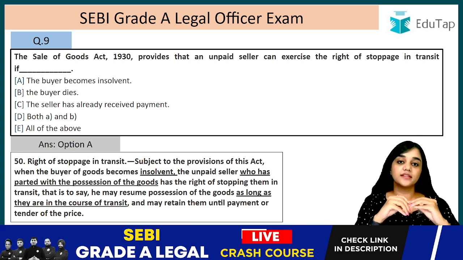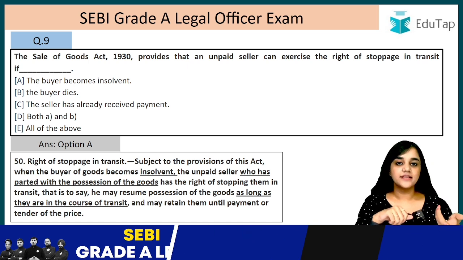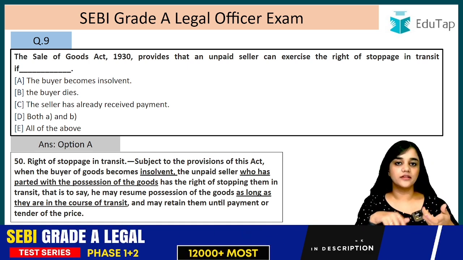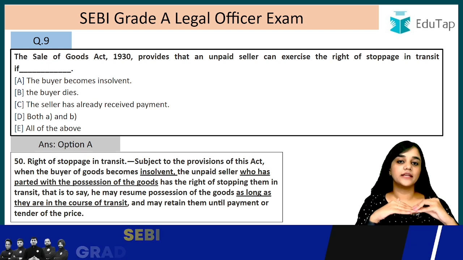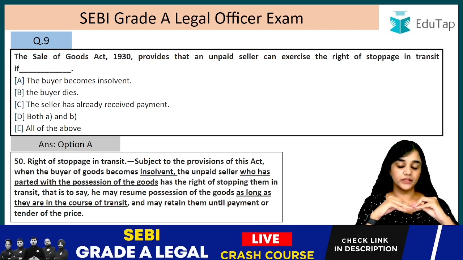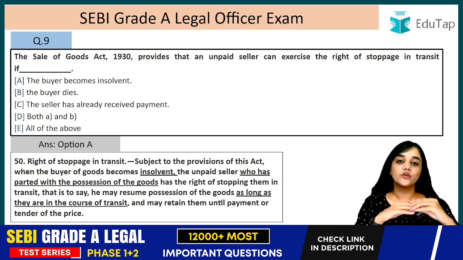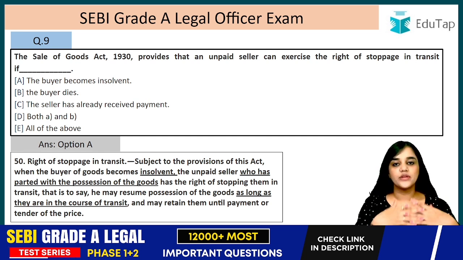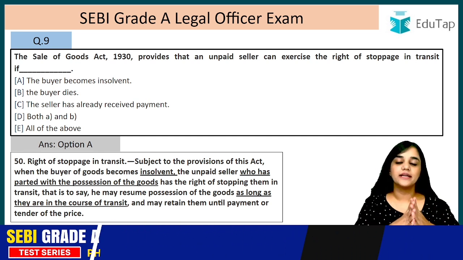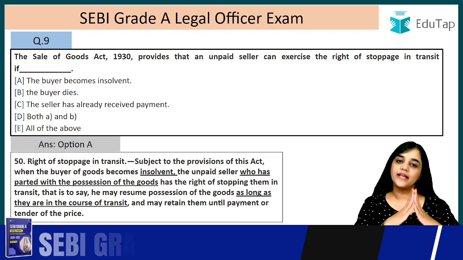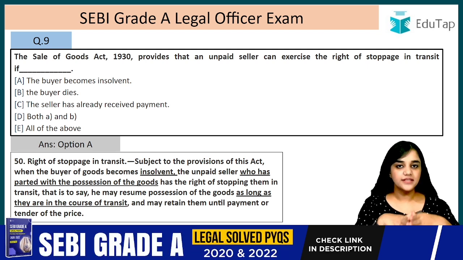He cannot exercise this right. But he can exercise his right of lien, but that is a different case. In this case, he cannot stop it. Why can he not stop it? He has not parted with the goods, right? So they are in his possession only. He can retain them, but he cannot exercise this right.